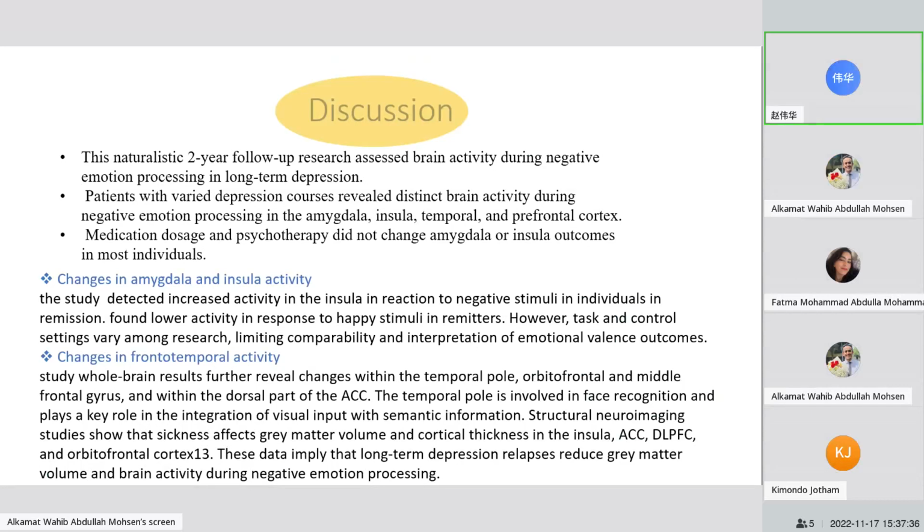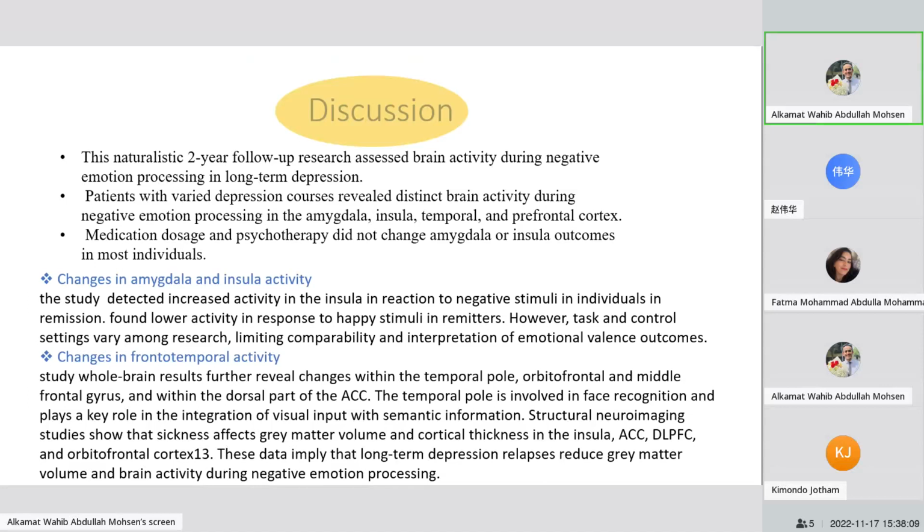So we go to the last part, the discussion part. This study was conducted as a two-year follow-up research assessing the brain activity of negative emotion processing in long-term depression. Patients with depression revealed distinct brain activity during negative emotion processing in the amygdala, insula, and temporal and prefrontal cortex.